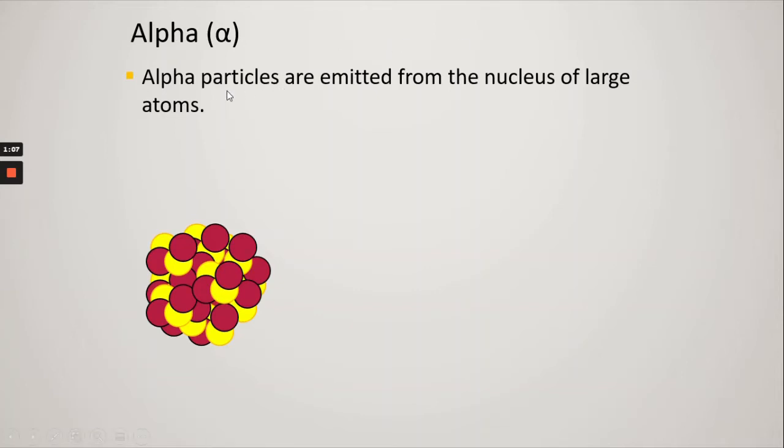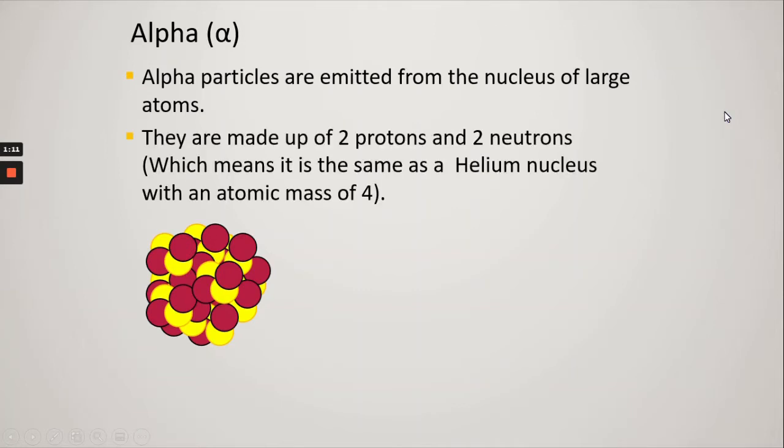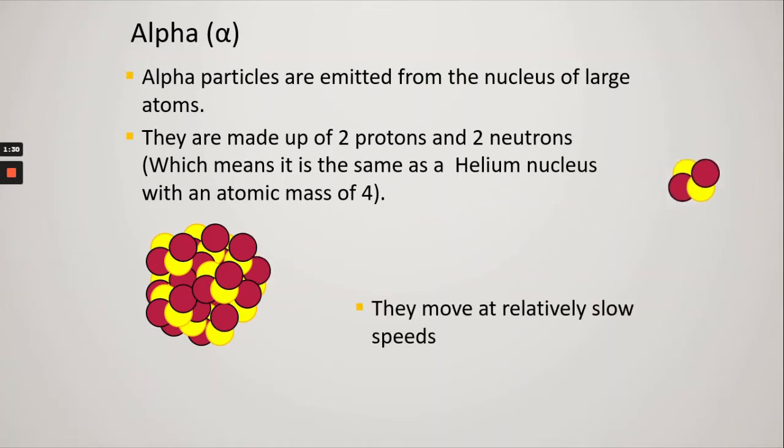So alpha particles are a type of radiation emitted from the nucleus of large atoms. And what an alpha particle is, it's 2 protons and 2 neutrons, which basically means it's the same as a helium nucleus. So helium has an atomic number of 2, meaning it's got 2 protons. So if we've got a particle with 2 protons, that is a helium nucleus. So the alpha particle is effectively a little chunk of the nucleus breaking away, and that chunk, like I say, contains 2 protons and 2 neutrons, and could also be referred to as a helium nucleus.